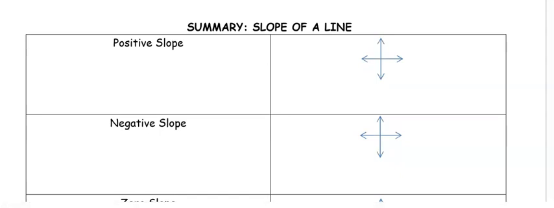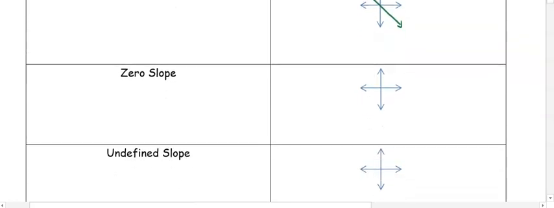Remember with slope that there are 4 possible outcomes. We can have a positive slope, which means the line's going up from left to right. We can have a negative slope where the line's going down from left to right. We can have a zero slope where the line is horizontal, and we can have an undefined slope where the line is vertical.